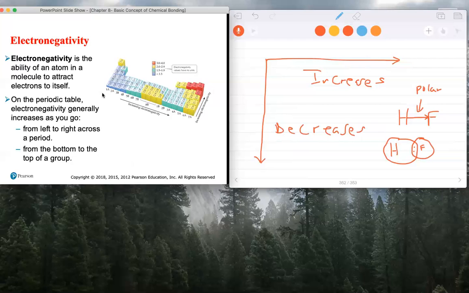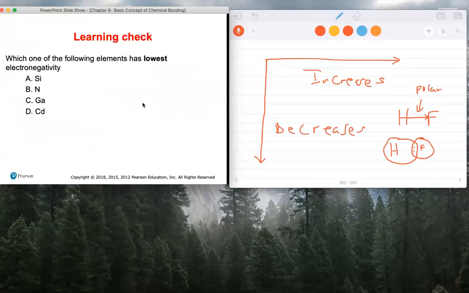The most electronegative element on the periodic table is fluorine with an electronegativity value of 4.0, and the least is cesium with an electronegativity value of 0.7. There will be a time where we'll use these values, but we don't need to know them for now.